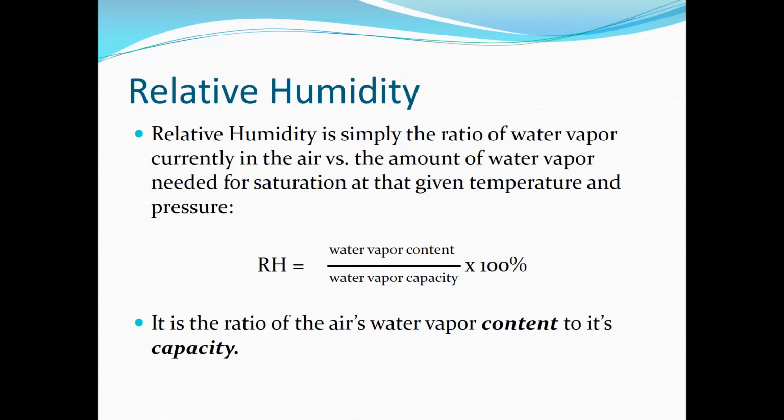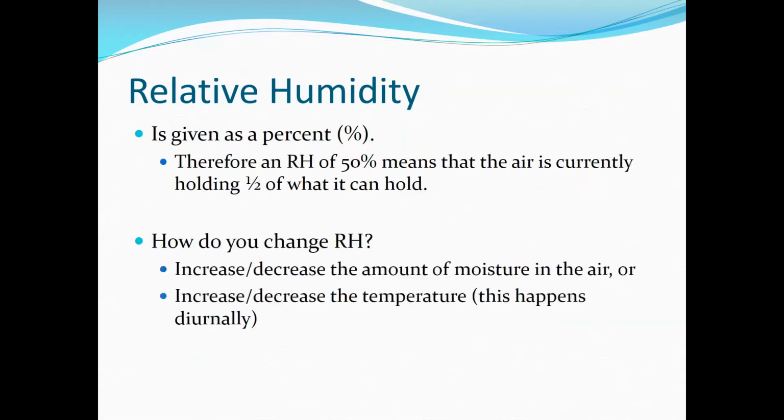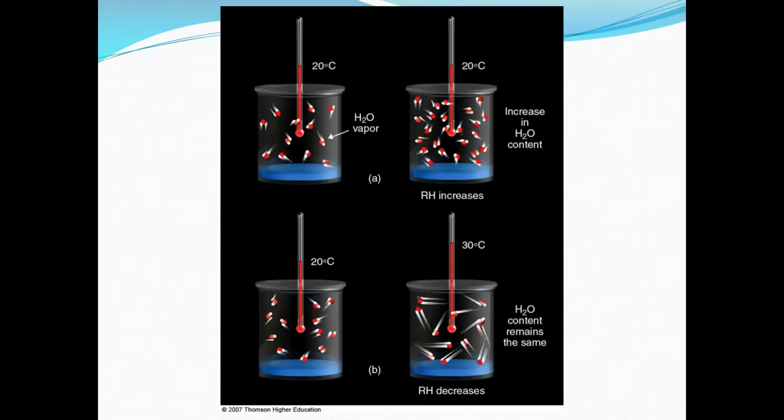Either increase it or decrease it. And this is where relative humidity can get very tricky. Water vapor content doesn't change as often, but temperature changes all the time. As a result, relative humidity is changing all the time. So again, the way it works is you either increase or decrease the amount of moisture in the air, or you increase or decrease the temperature. Now, with this said, let me talk about what each one of these things does to relative humidity.